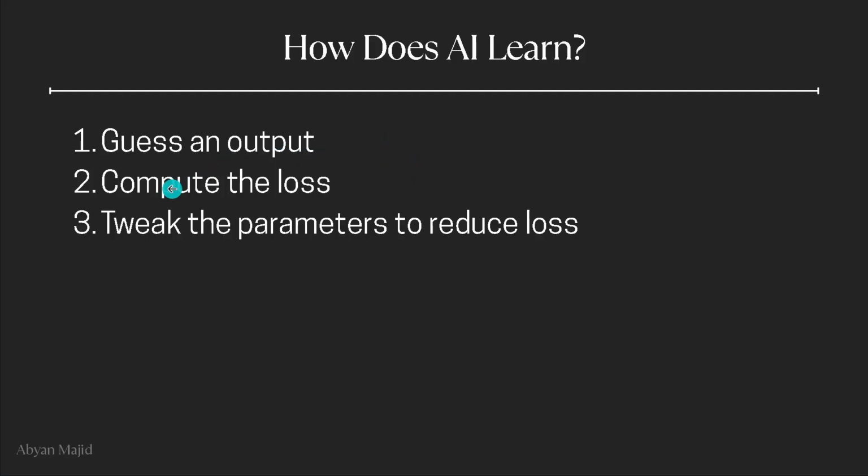But the second step is to compute the loss, and the loss is really just the difference between your initial guess and what the actual value is. So we guess 1,000, and maybe the real value is about $100 to $200. And then you tweak the parameters so that the loss is reduced. Because this initial guess of $1,000 for a microwave is really bad, but we want to get better and better until we eventually get pretty close to the actual value. That's kind of how an AI model actually learns.